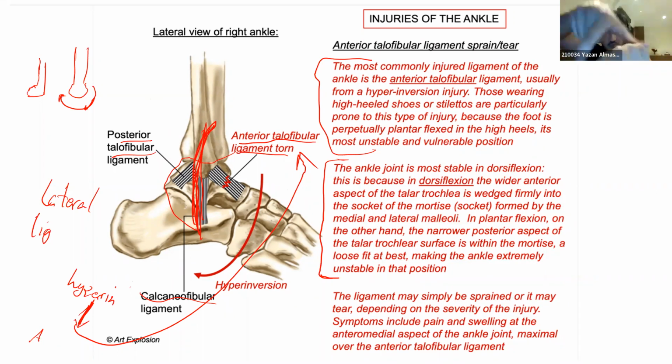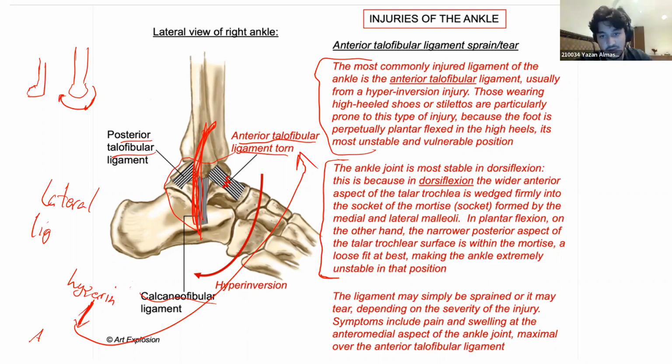So this is how the joint is normally. Sorry, I'll do this so you can see it. Okay, so if we have dorsiflexion, you're going to go to the wider end. And once you go to the wider end, it's very stable, because it's the wider end of the talus. When you go to the looser end, the joint is going to be loose. So when you have dorsiflexion, the joint is going to be stable, but when you have plantar flexion, the joint will be loose.